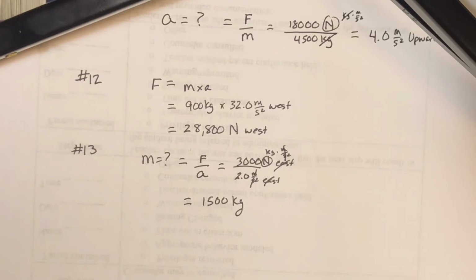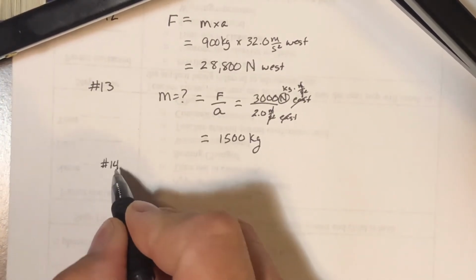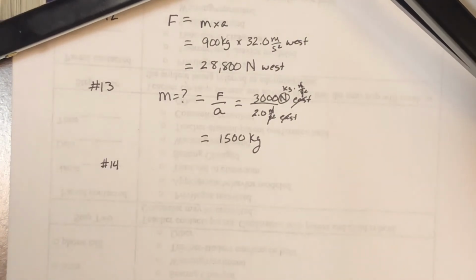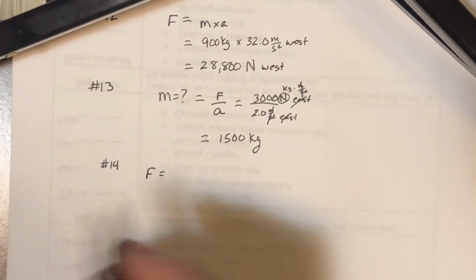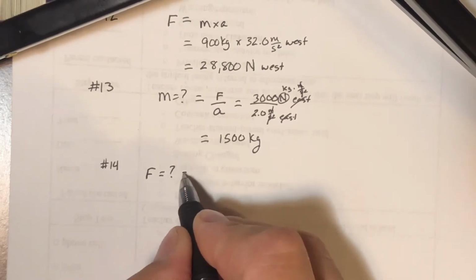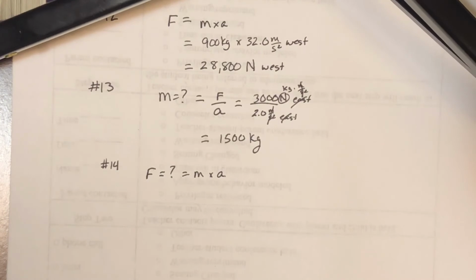Number 14. We read the problem. It says it's a challenge problem. What is the net force? So we know we're trying to find the force. That is our question. We know that force is equal to mass times the acceleration. What is the net force on a skydiver falling with a constant velocity? It has a constant velocity of 10 meters per second downward.